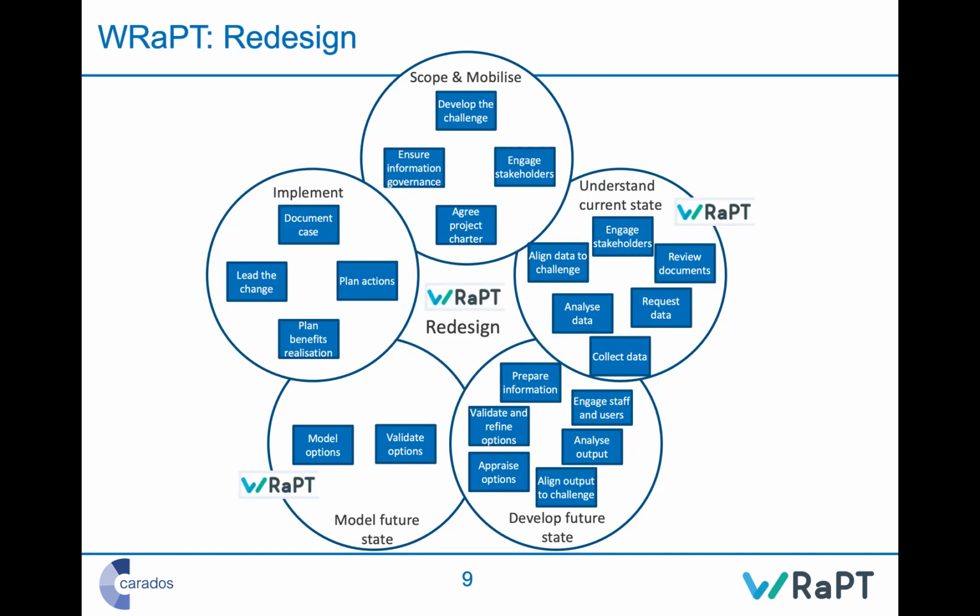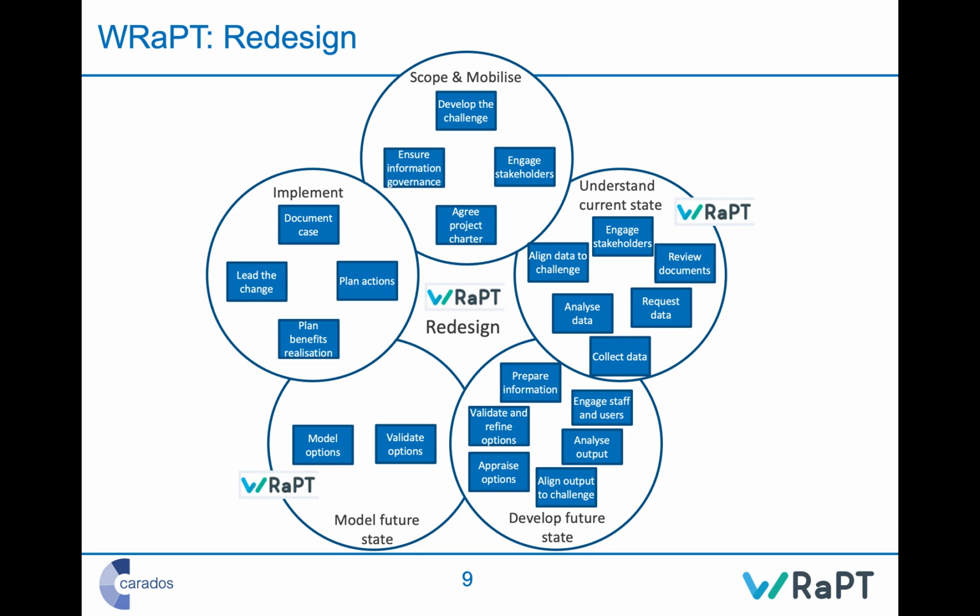And I just want to show you what the WRaPT redesign approach is. Fairly busy old slide here, and the overlapping circles do not help the boxes. But this is the general approach, and it's got 5 different steps or phases, whatever you want to call them. And then it's got a number of individual steps within each of those phases. So scope and mobilise, starting right from the start, understanding your current state, developing your future state, modelling your future state, and implementation.